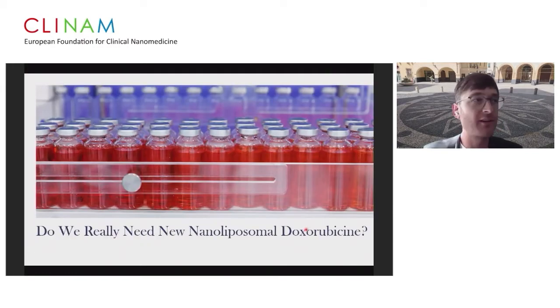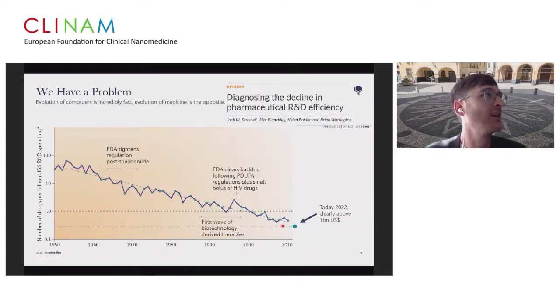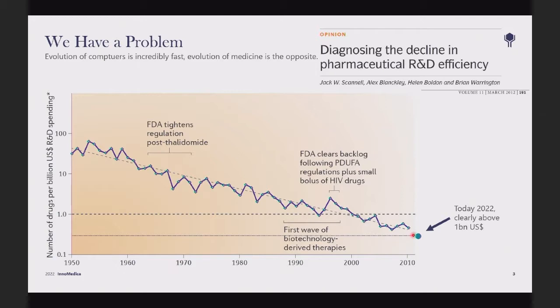So I want to start with a question: do we really need new liposomal doxorubicin? I get that a lot while working on it, and I think it's an interesting question. I want to point out that at the point where I started in Ohmedica and finished my PhD, around 2012, I came across this paper that I hope most of you know by Scannell and colleagues, indicating that the development costs for new drugs are increasing basically every year to a significant amount.